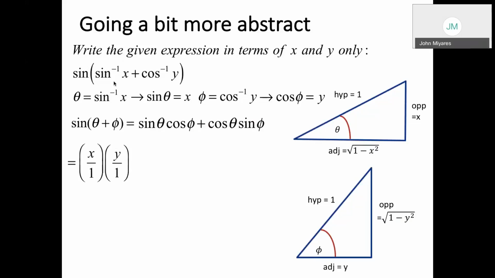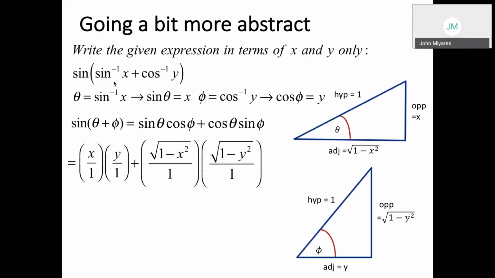The cosine of theta will be the adjacent over the hypotenuse in the upper triangle, square root of 1 minus x squared all over 1, and the sine of phi is going to be the opposite over hypotenuse in the lower triangle, which will be the square root of 1 minus y squared over 1. Now, all of these are over 1, so it won't take much to simplify this. Our final answer will just be the products as shown, x times y minus the product of those two radicals.